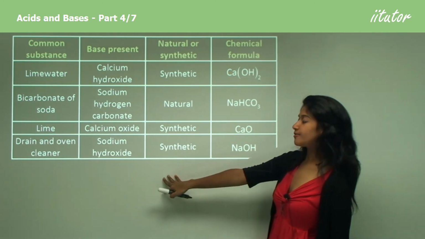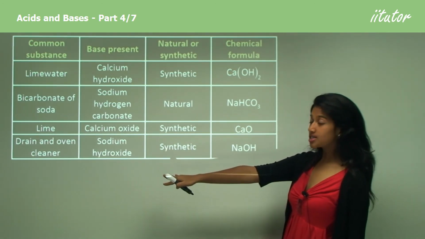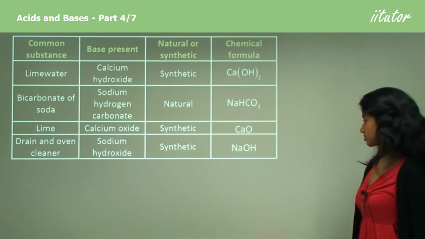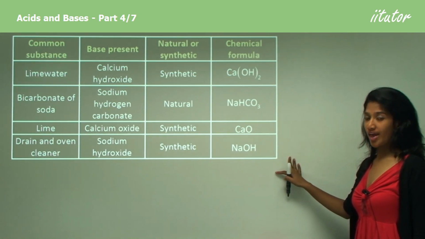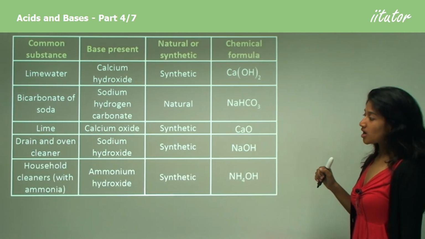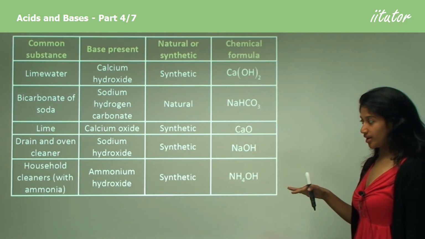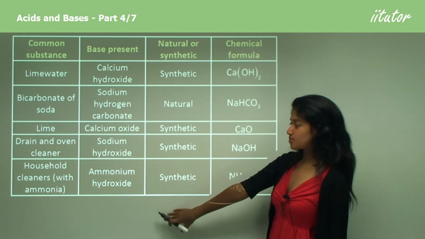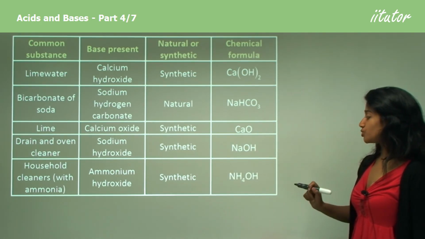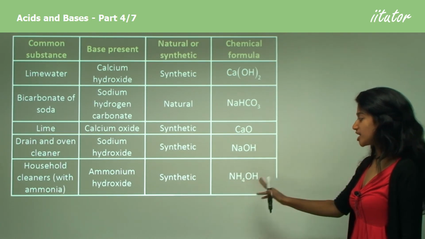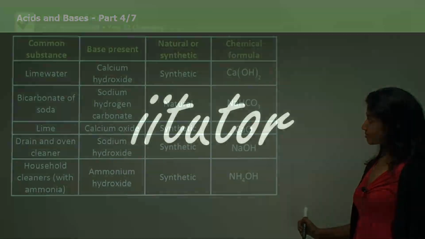Sodium hydroxide is found mainly in drain and oven cleaners, and it is a synthetic base. And the chemical formula for sodium hydroxide is NaOH. Household cleaners usually have ammonia, and the main base present is ammonium hydroxide. It is synthetic, and you would write the chemical formula as NH4OH.